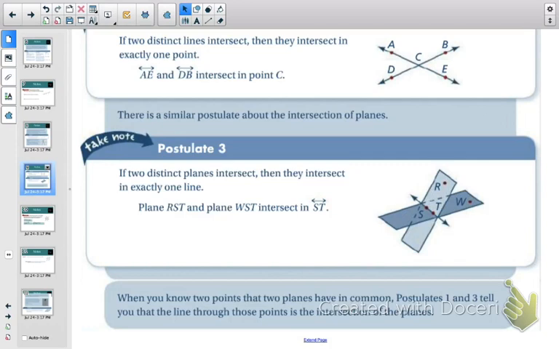Okay, and then there's a similar postulate about planes. So if you have 2 planes that are intersecting, they form exactly one line. Okay, so notice these 2 planes here. Their intersection is this line right here, and that's going to go on forever because your planes extend forever. Okay, and that line has infinitely many points. Okay, so when 2 planes intersect, they form one line. When 2 lines intersect, they form one point. Okay, when you know 2 points that 2 planes have in common, postulate 1 and 3 tell you that the line through those points is the intersection of the planes.